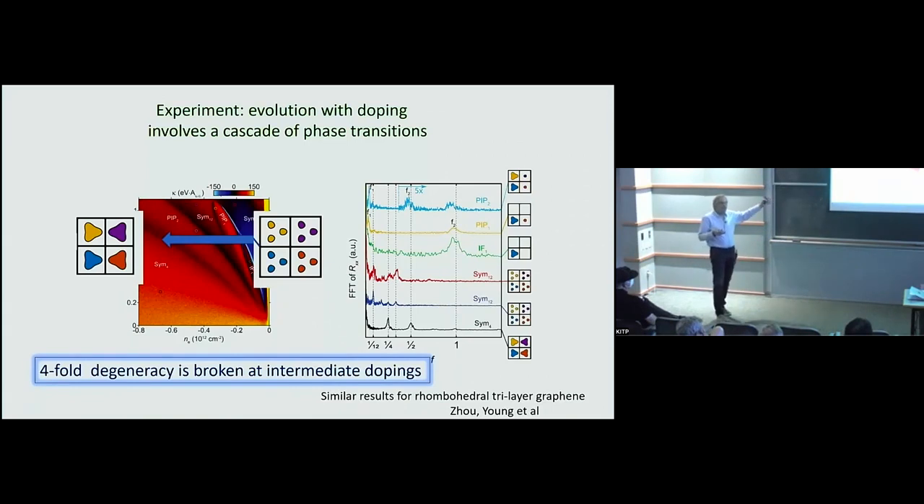So what I think this experiment suggests is that in the process of going from one end to the other, the system goes through a sequence of phase transitions. The question is, what are these phase transitions and what are these ordered states? And pretty similar results have been obtained for rhombohedral three-layer graphene. So let me focus on this one first.